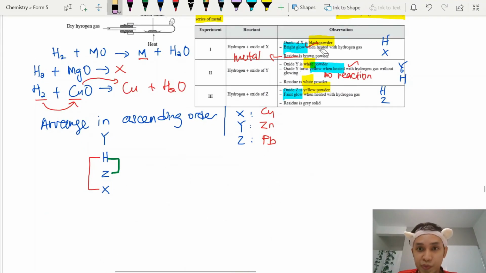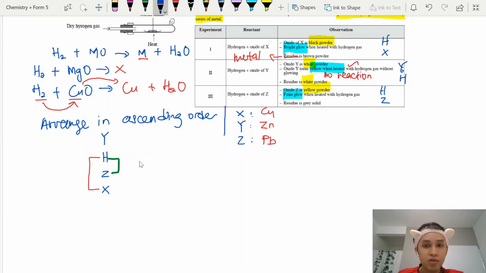All right, to know the arrangement of reactivity, we look at the front observation, meaning we see whether there is any observation or any reaction happening. No reaction happening means that the metal is higher than the hydrogen or carbon. If reaction happens, the metal is lower than the hydrogen or lower than carbon. And then to know who is higher than who, we look at the reactivity here, bright glow, whether it's burning.